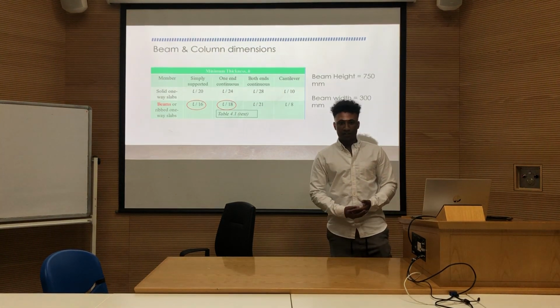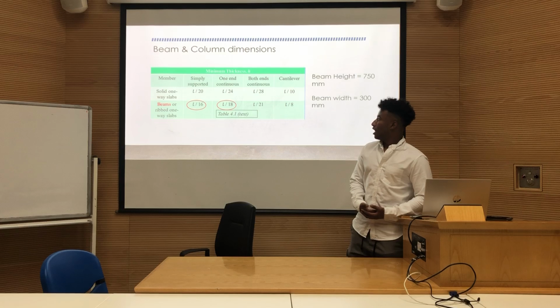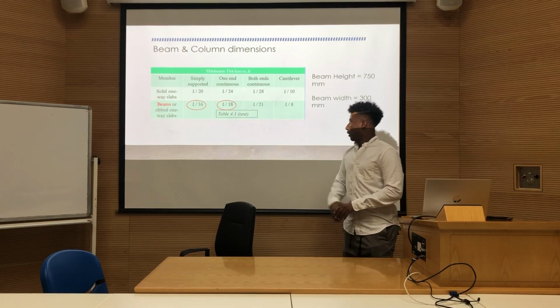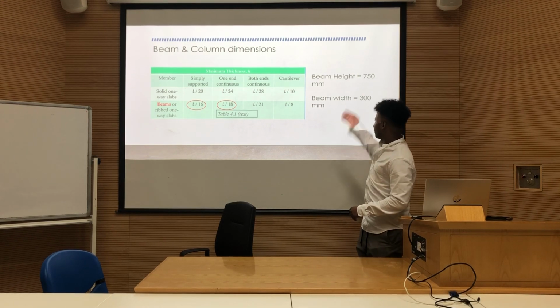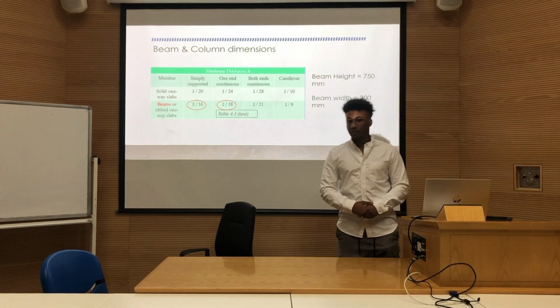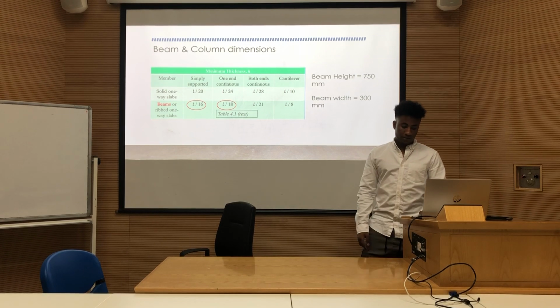Before finding the initial slab thickness, we need to find the initial beam and column dimensions. From this table shown here, by using these two equations, we can find the initial beam height, which we found as 750 millimeters. We assume the beam width is 300 millimeters, therefore we can continue the design.